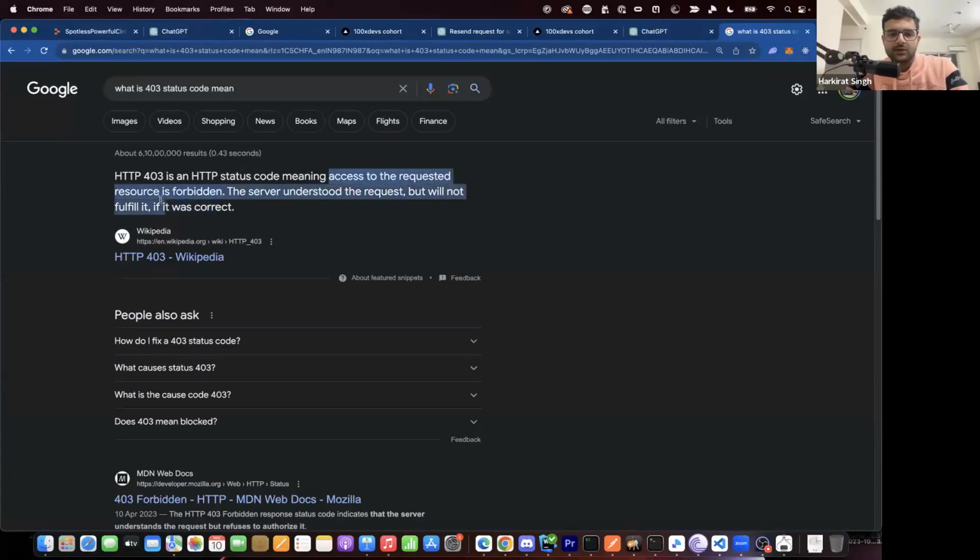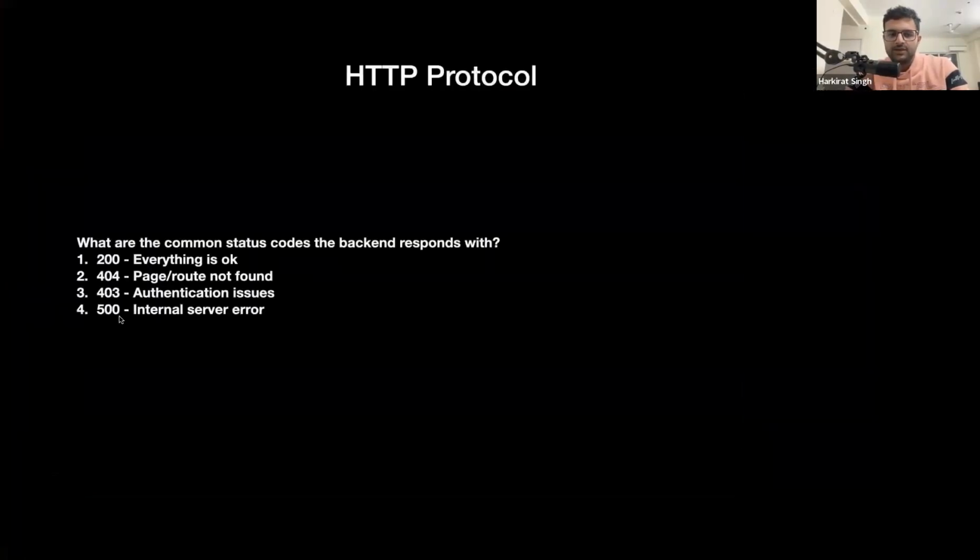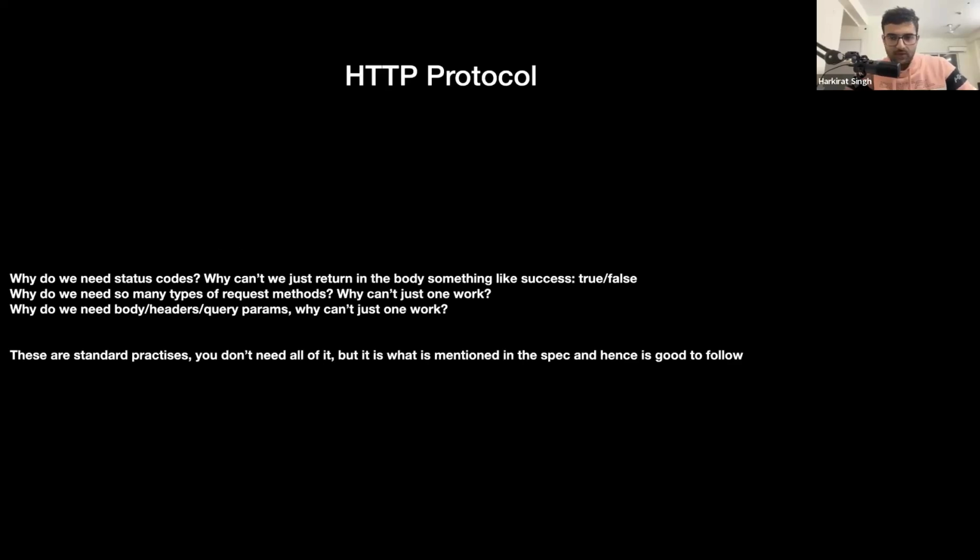It means access to the requested resource is forbidden. If I try to access ChatGPT 4 when I haven't bought it yet, it should ideally respond with 403. The application logic, whoever has written it on the backend, should respond back with 403. If they're good developers, they will. If they're bad developers, they won't. Lastly, 500 is a status code you get back if there is some bug in your backend. If your backend crashes, or there is some error and you're not able to process a request, then you usually respond back with 500.